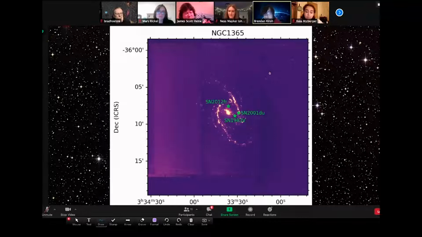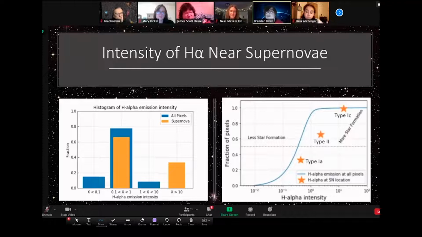So next we have some figures here relating to the intensity of hydrogen alpha near the supernovae. Now the axes of these figures may be a little bit weird. You might see greater than, less than symbols. Basically the big takeaway that I want you to take from these is the further right you get on the x-axis, the higher the emission intensity of our hydrogen alpha is going to be.